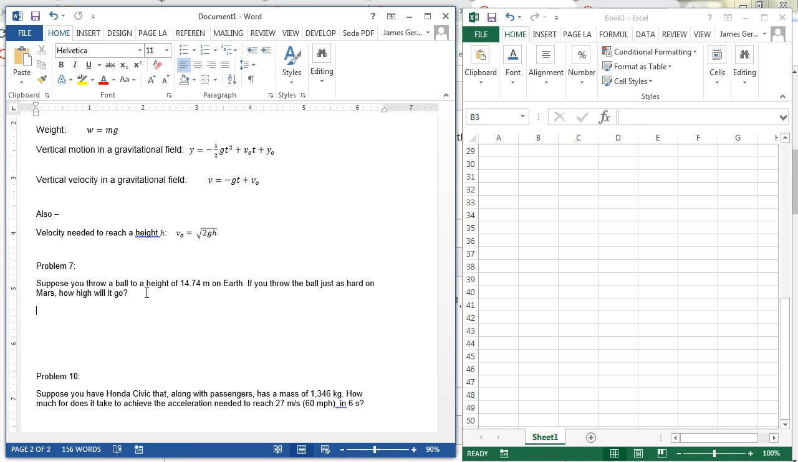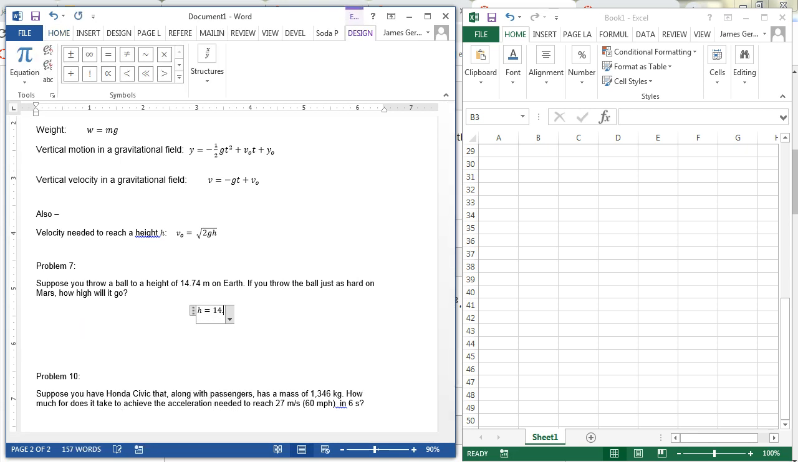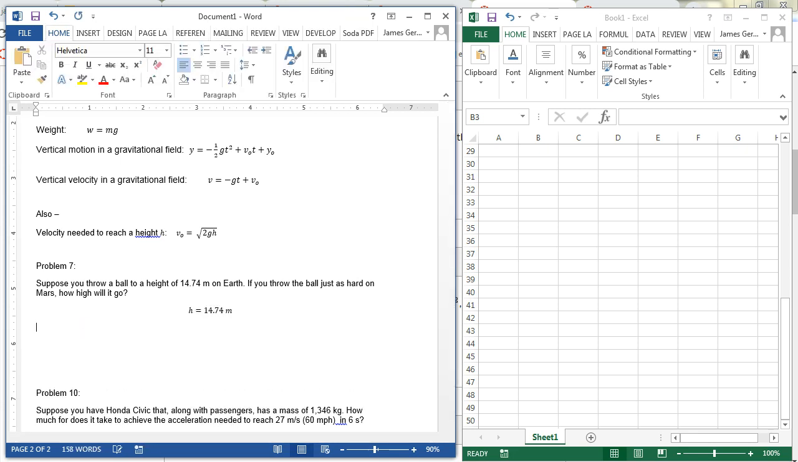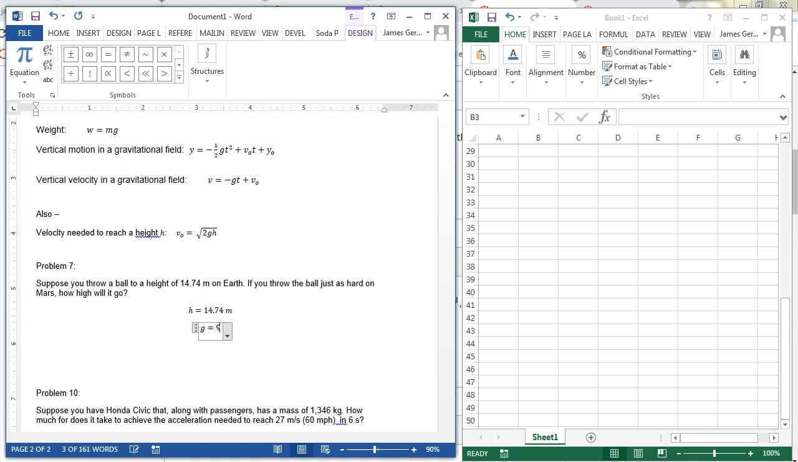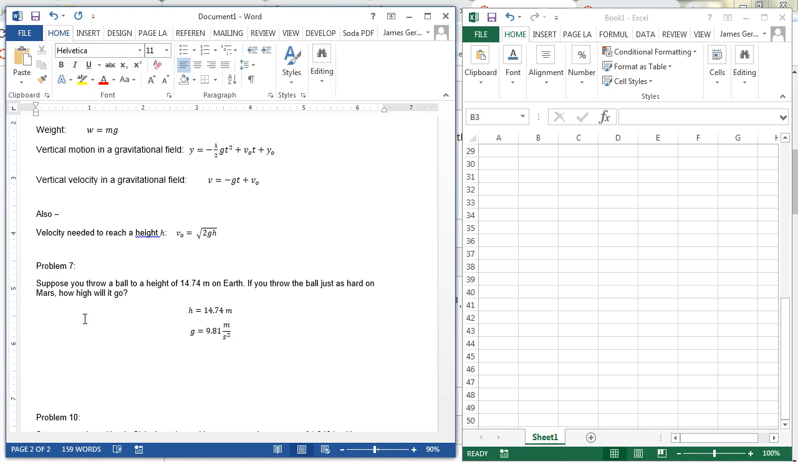Alright, so problem 7: suppose you throw a ball to a height of 14.7 meters on Earth. So that tells us right away, height 14.74 meters on Earth. g equals 9.81 meters per second squared. We're given both of those things in the first sentence. If you throw the ball just as hard on Mars, how high will it go? Well, the question is, how hard would we throw it on Earth? And how do we get that?